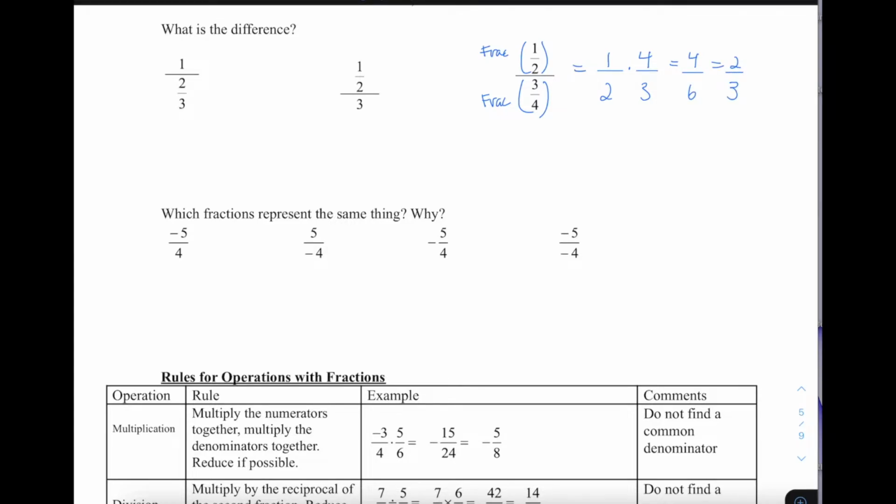Now, where sometimes confusion happens is in a case like this one, where I actually have a whole number on the top, okay, and a fraction on the bottom.